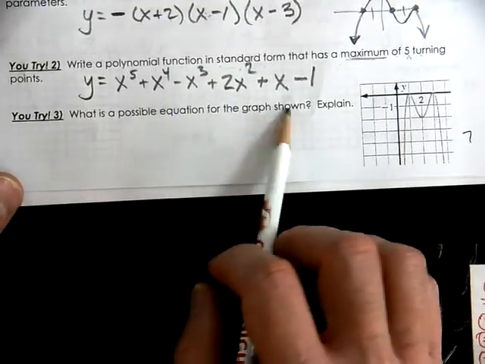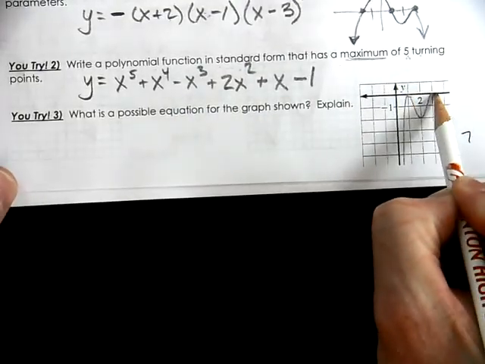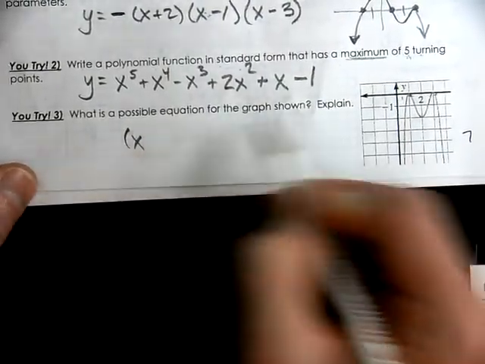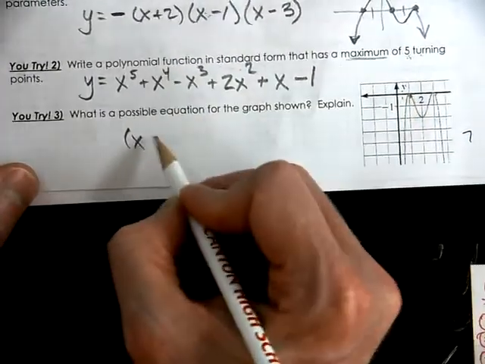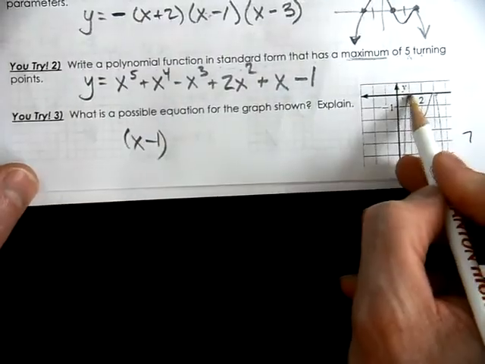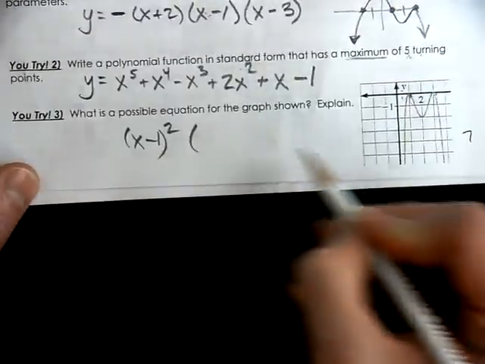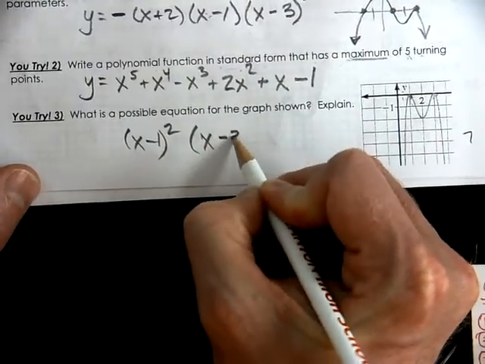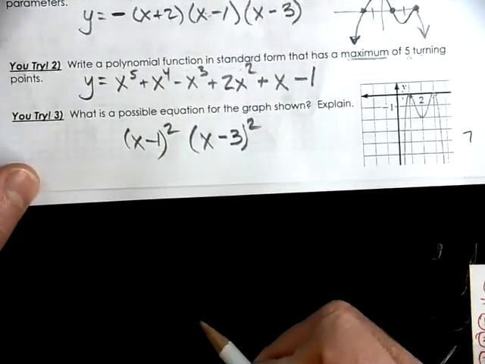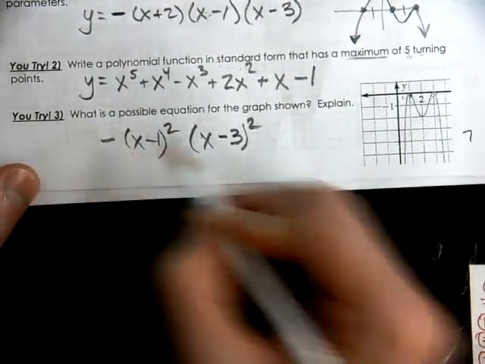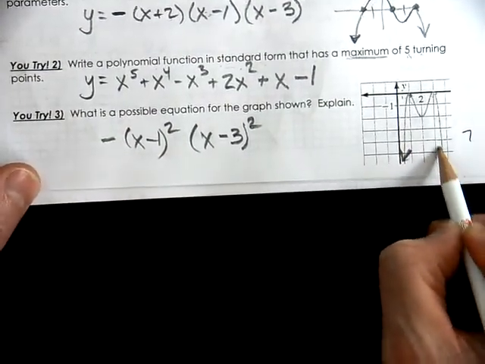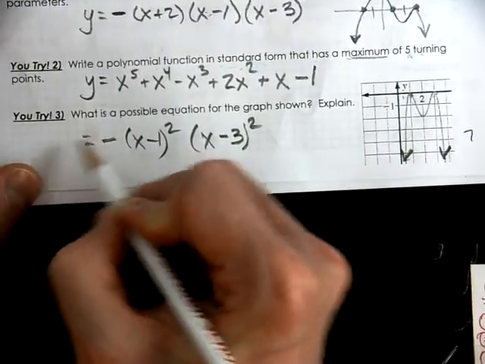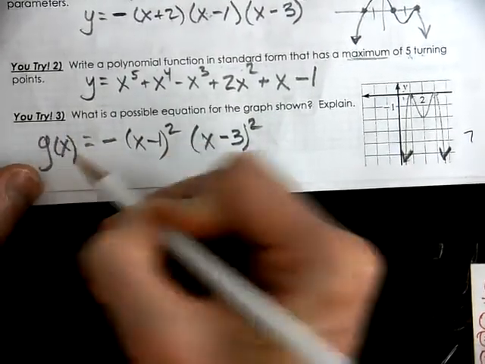What is the possible equation of this graph being shown? Well, this looks like it's crossing at x is a positive 1, so we have to say minus 1. It's bouncing there, so it's squared. Bouncing there, so it's squared. And it has to be going down, so it's going to be negative. We'll call this one g of x.